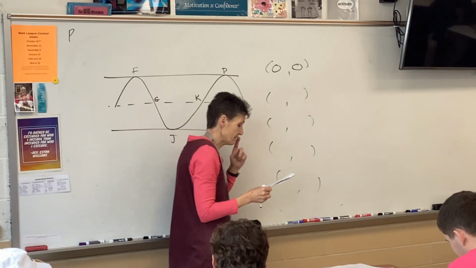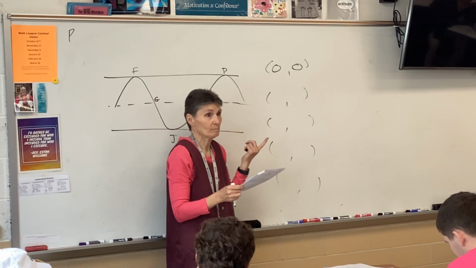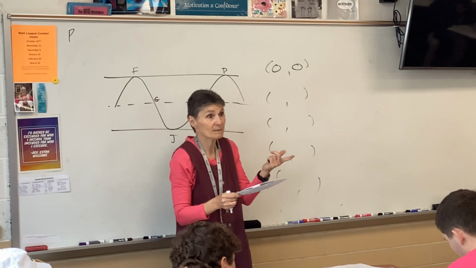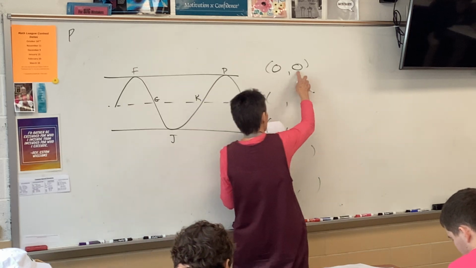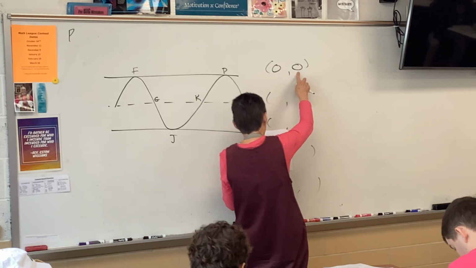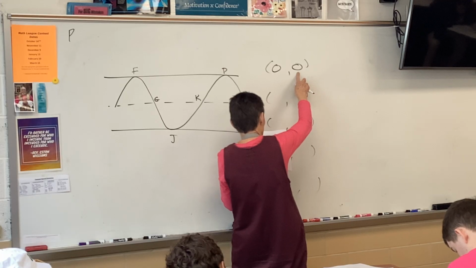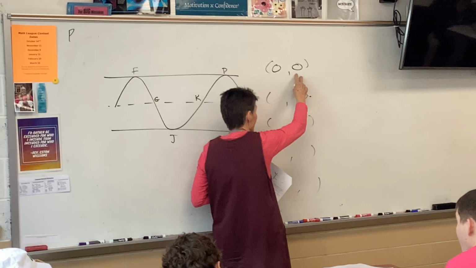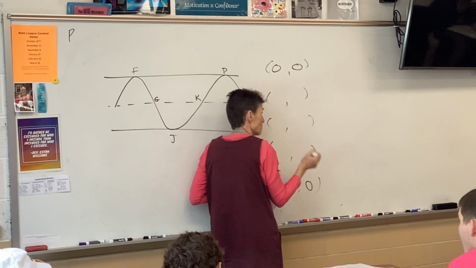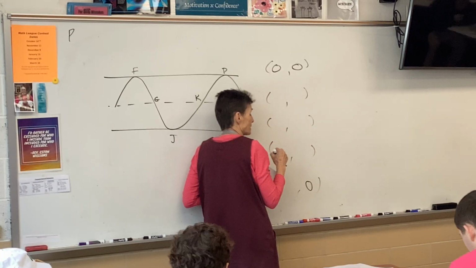Would you agree that the first point is 0, 0? And they tell us that at time 0, the distance is 0. This is time and this is distance from the wall. So when is the next time I'm going to get 0? This is periodic, it's going to repeat.